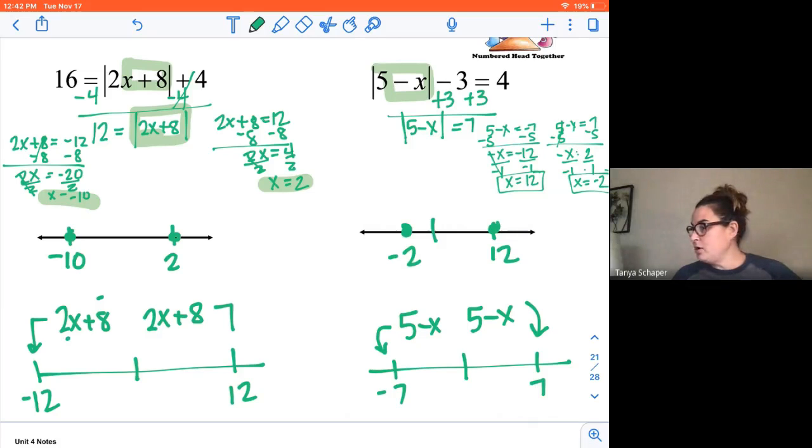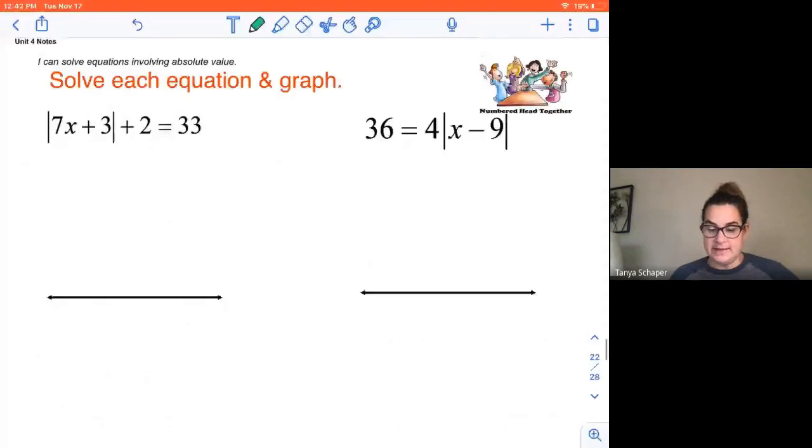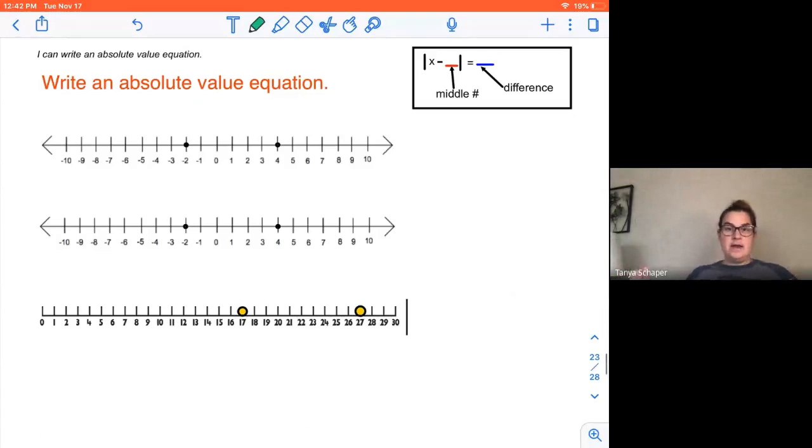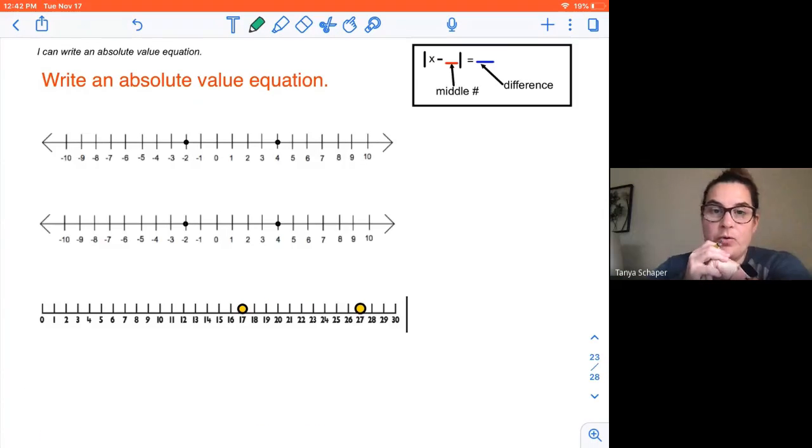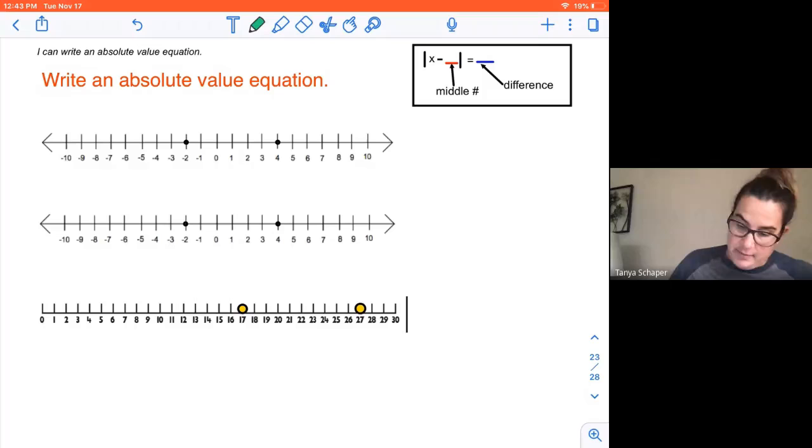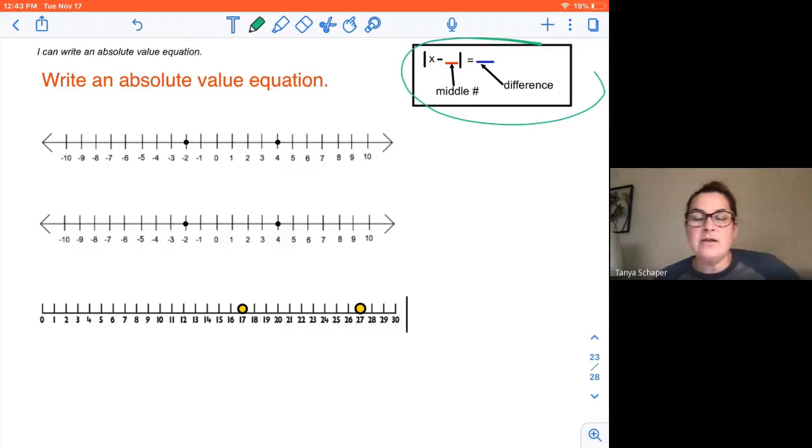Let's try 2 more. I'm going to skip these because we'll talk about those in class. But I want to talk about how you write an absolute value equation real quickly here, and then I'm going to give you some time to work on problems on the rest of that page. So when we're looking at this, this is what we're going to use: the absolute value of x minus the middle number is equal to the difference. So let's see how that plays out.